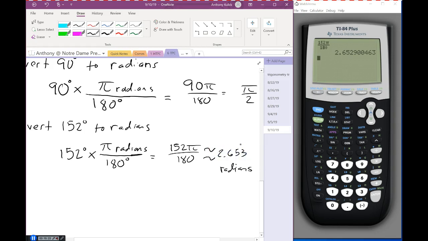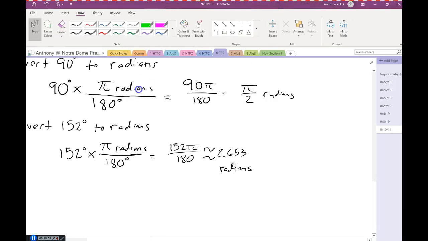2.653 radians. Yes. Thank you. Again, if it feels like I just did something wrong, please speak up and say something. Everybody makes mistakes. I just made one there. Everybody feel okay about going from degrees to radians? Let's do a couple of examples where we go the opposite direction.